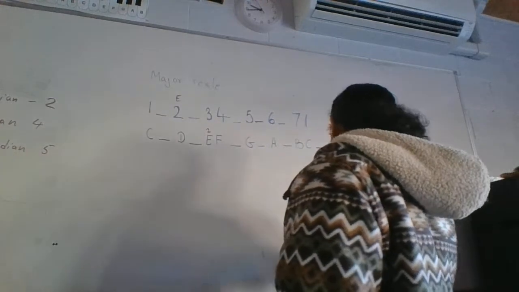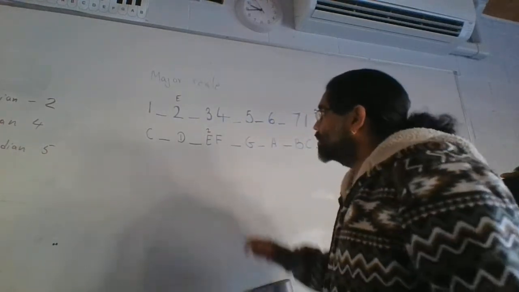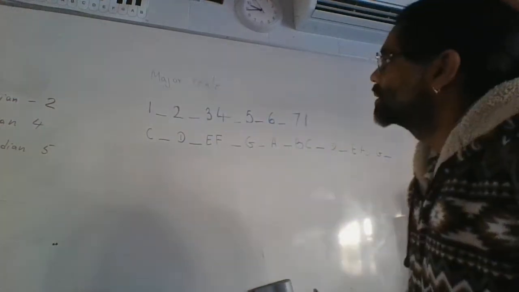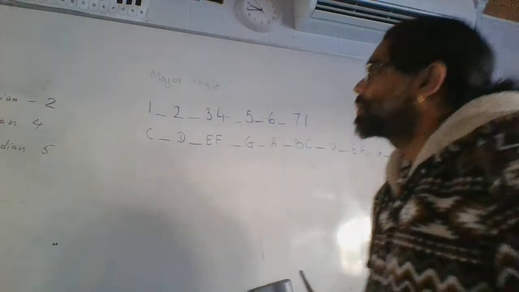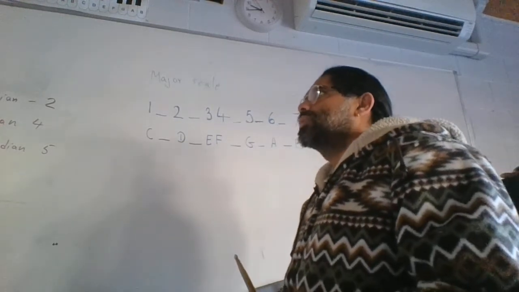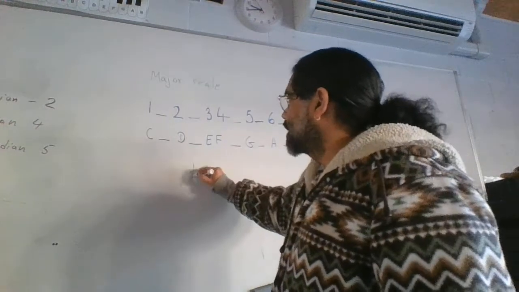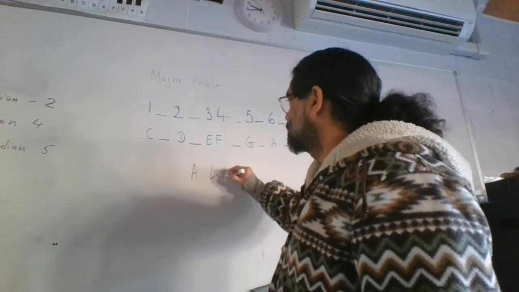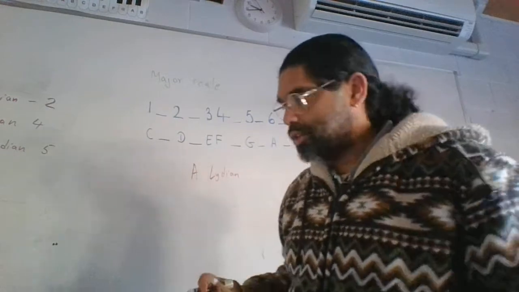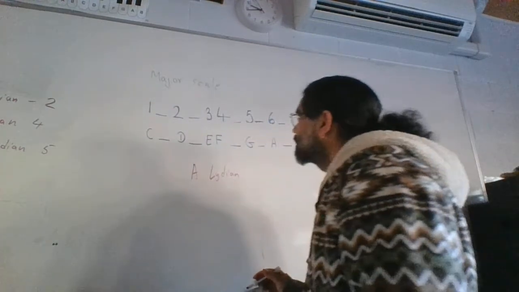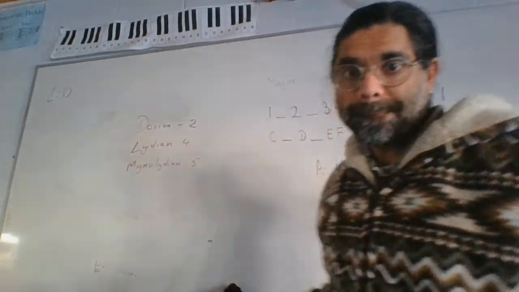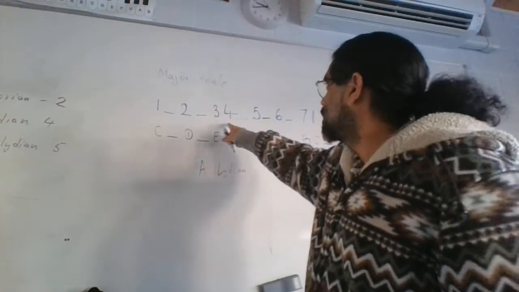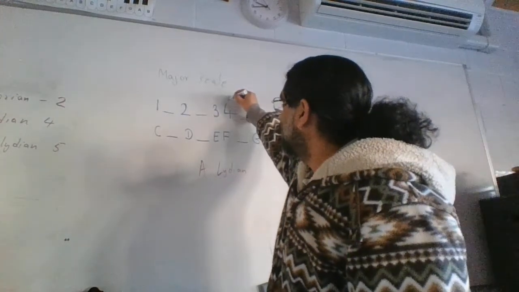Let's do our Lydian scale. Let's do an A Lydian. Okay, see that? The Lydian starts on 4. So we can find out 4 in our major scale formula, and we'll write A there.